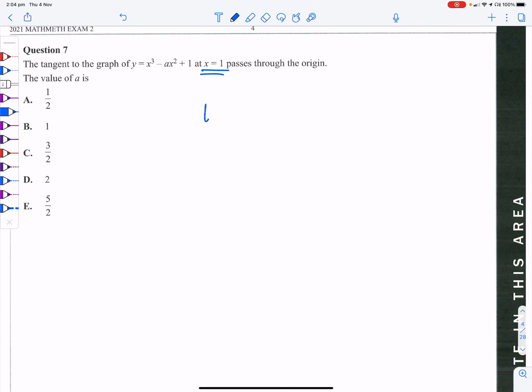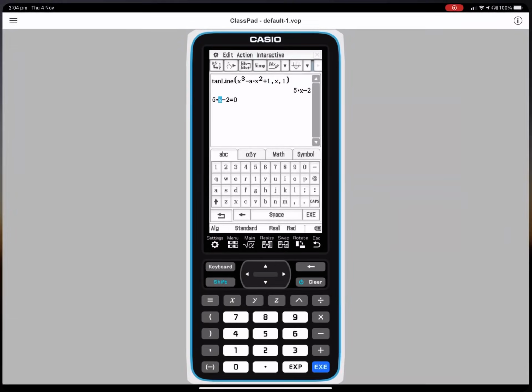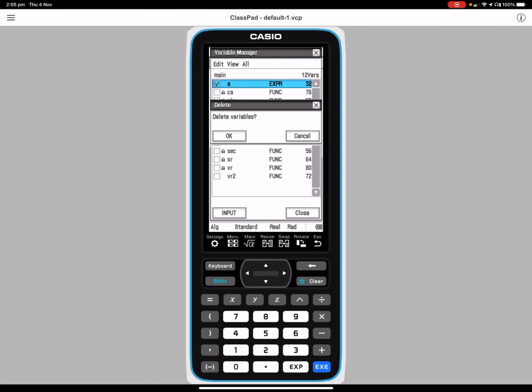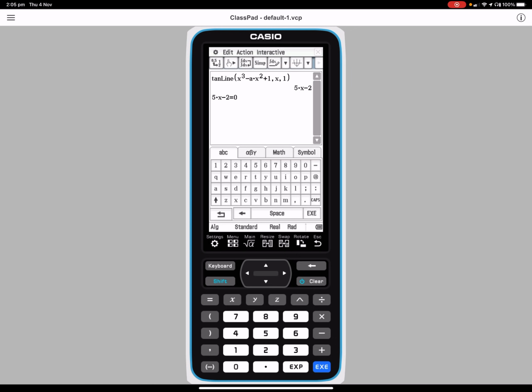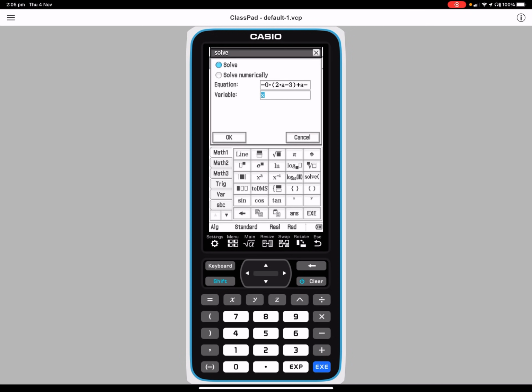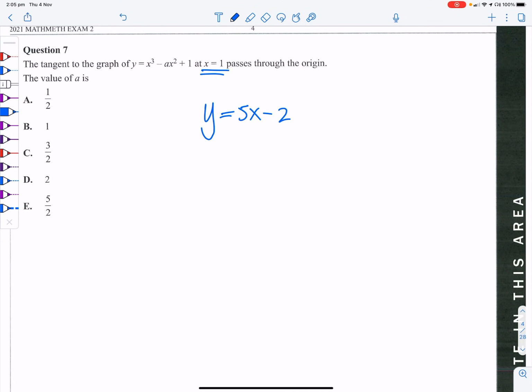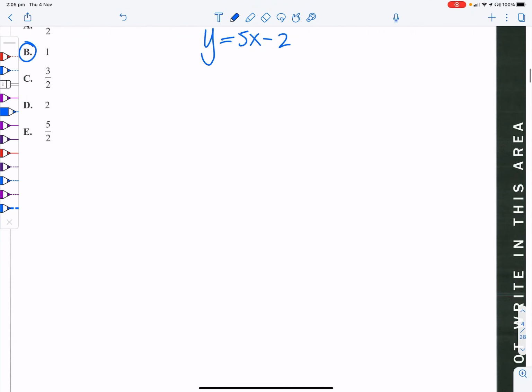y equals 5x minus 2, I must have a defined. Okay, so get rid of that. We know that's equal to 0 when x is equal to 0. So we solve for a. So we get a as 1.